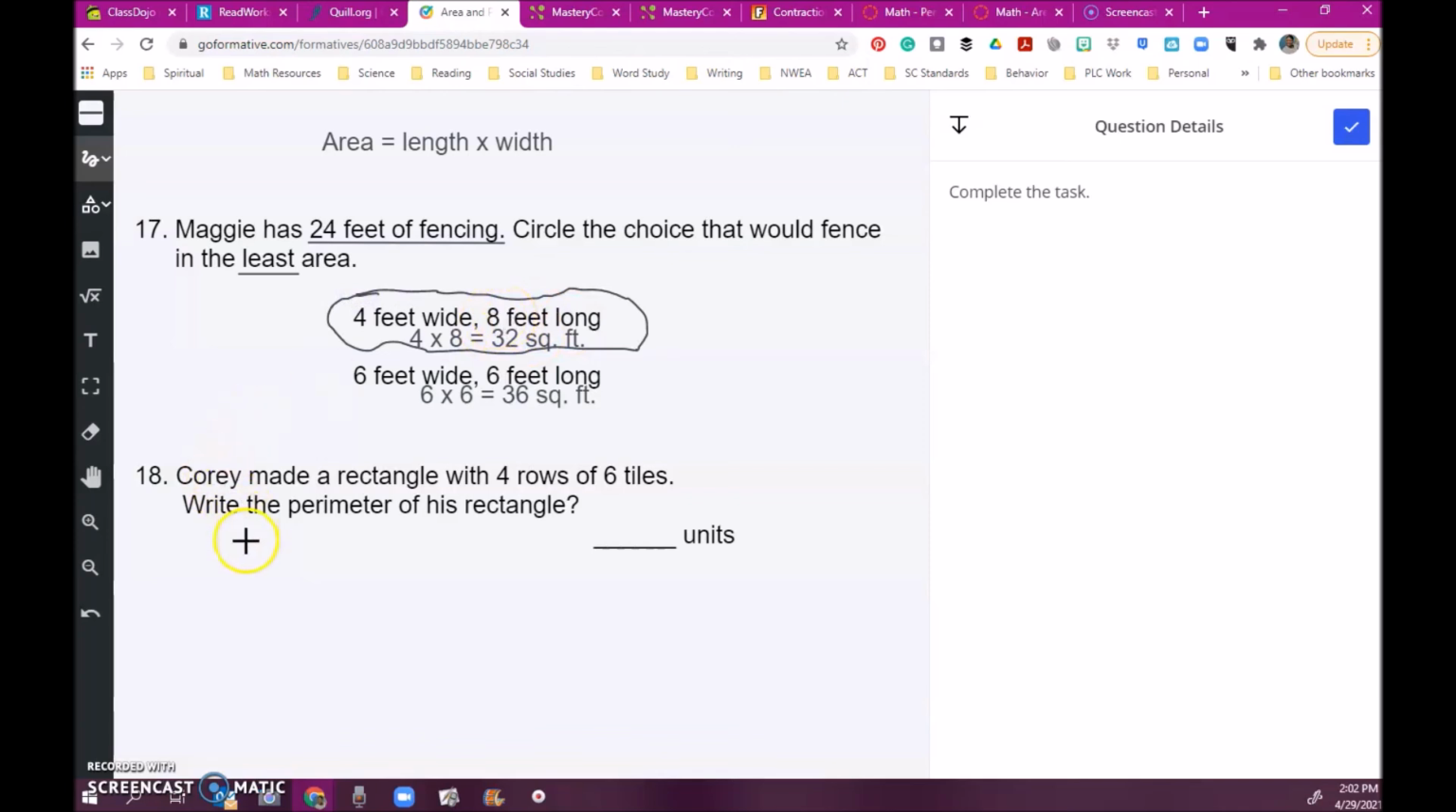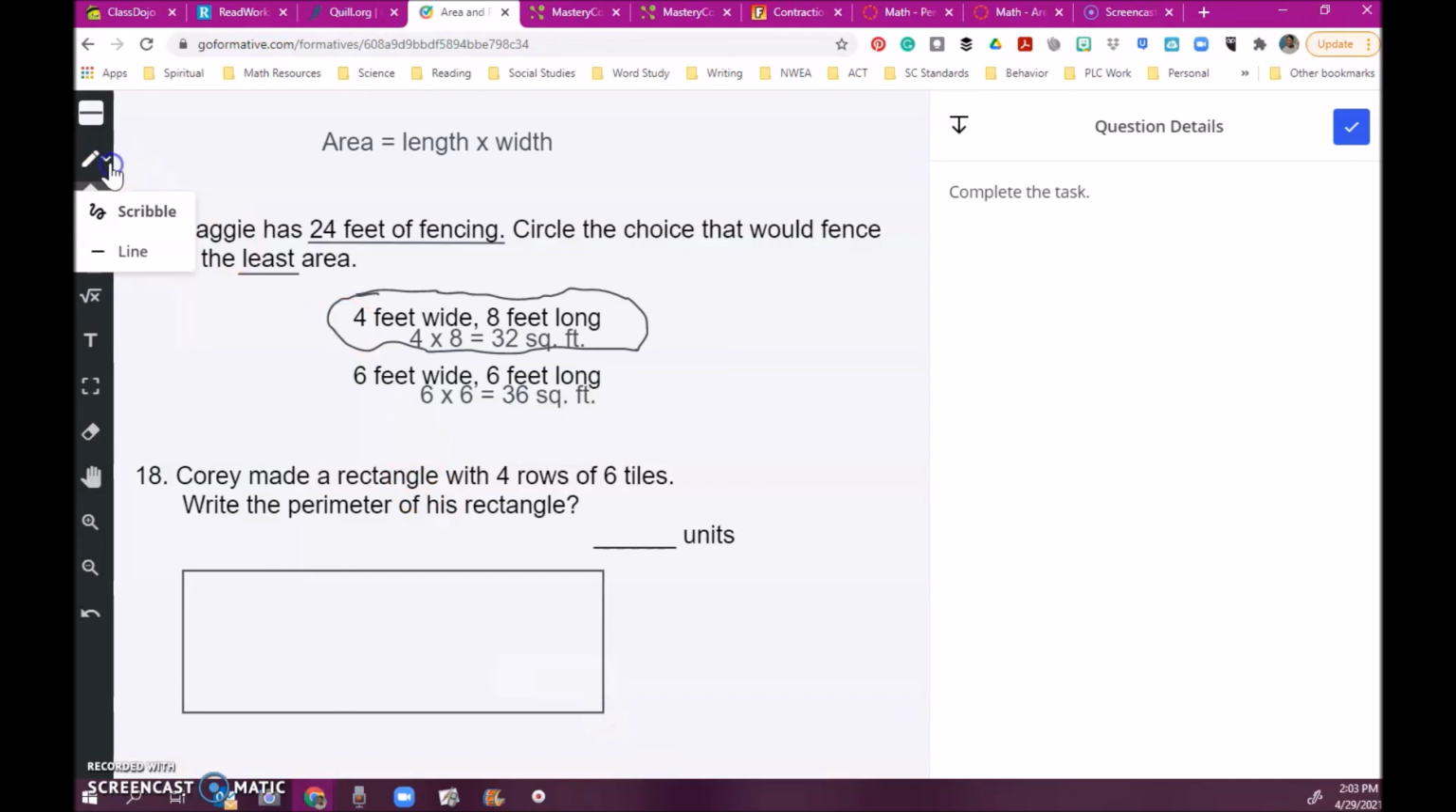Okay, number 18. Corey made a rectangle with 4 rows of 6 tiles. What is the perimeter of his rectangle? So I'm going to get out a rectangle because it says Corey made a what? He made a rectangle. The important information I need is that it has 4 rows of 6.